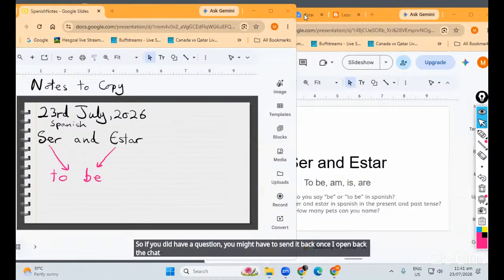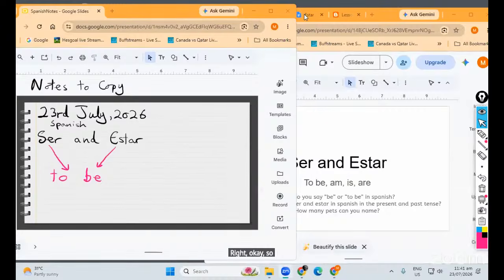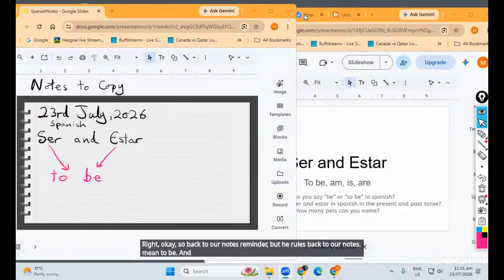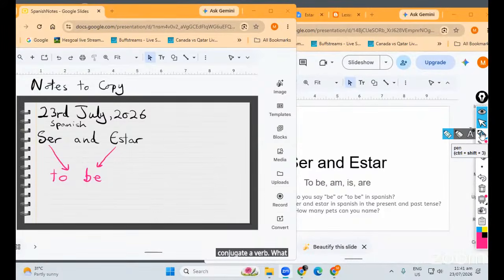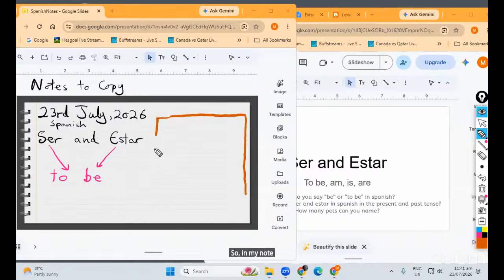Right, okay, so back to our notes. Remind about the rules, back to our notes. Ser and estar mean to be. And there's a question I want to ask you to think about and then send a thoughtful answer to. What does it mean to conjugate a verb? When a teacher tells you, conjugate a verb, what does that mean? What does it mean to conjugate a verb? So in my notebook, I'm going to put it here on the side. Now you'll realize I have some space constraints that you might not, right?